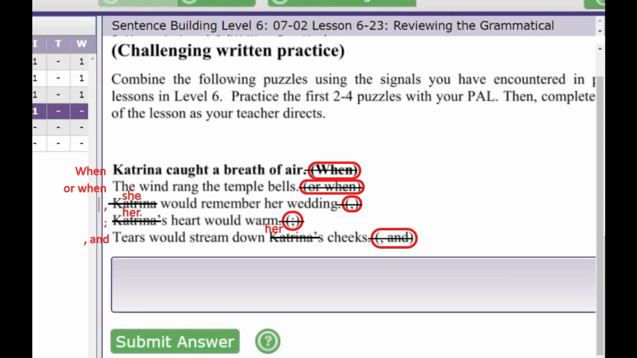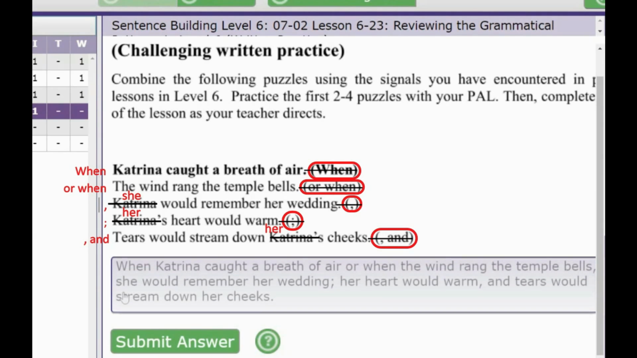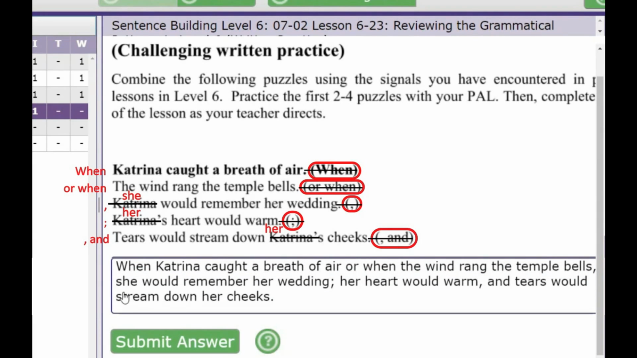Let's read our final combined sentence. Capital W. When Katrina caught a breath of air, or when the wind rang the temple bells, she would remember her wedding. Her heart would warm, and tears would stream down her cheeks. Period. That sounds like an acceptable English sentence.